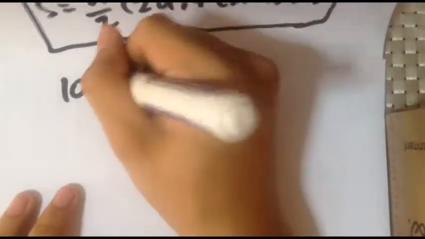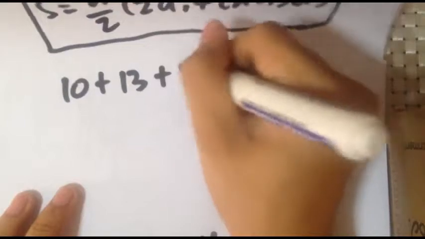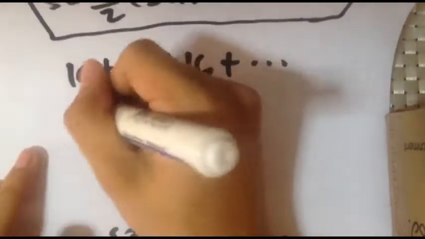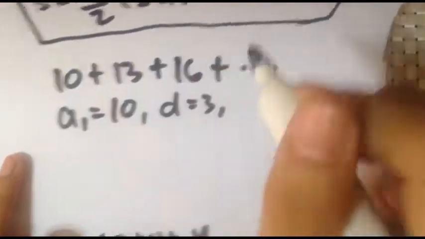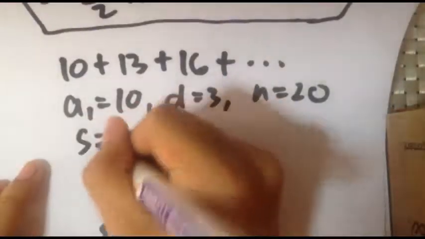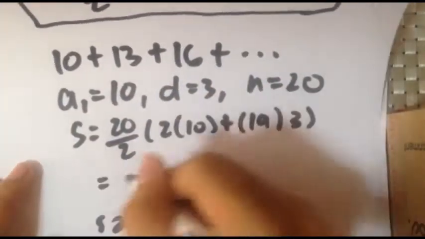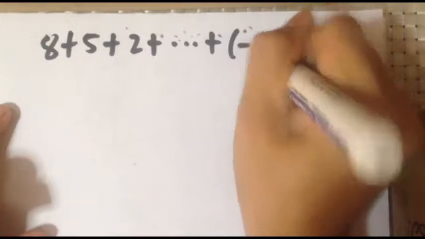Let's have an example. A child's mother gives her 10 cents one day. Each day afterwards, her mother gives her 3 more cents than the previous. After 20 days, how much does she have? We have A sub 1 equals 10, D equals 3, N equals 20, so the sum is 770.